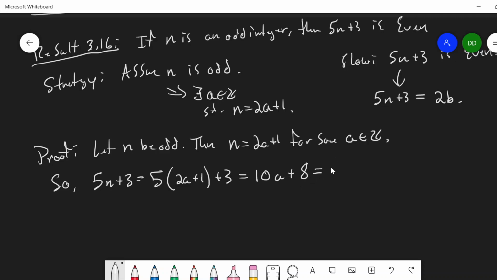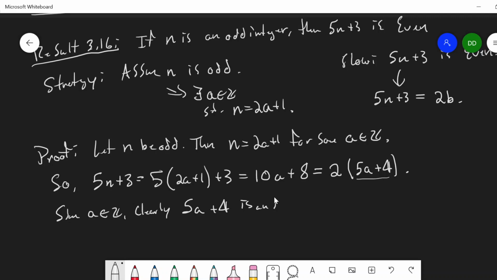So this is the same thing. Notice that 10 is a multiple of 2, 8 is a multiple of 2. So this is 2 times 5a plus 4. Now my claim is that 5a plus 4 makes 5n plus 3 an even integer. What I need to do is demonstrate that 5a plus 4 is an integer. Since a is an integer, I'll say clearly, we're using that property of integers here, 5a plus 4 is an integer.